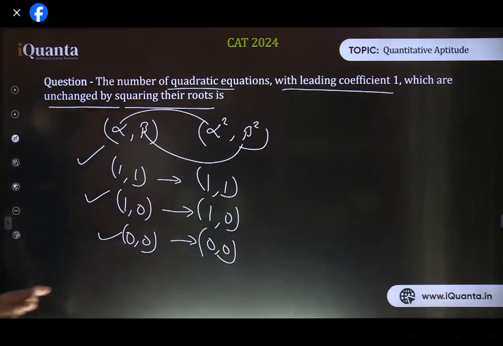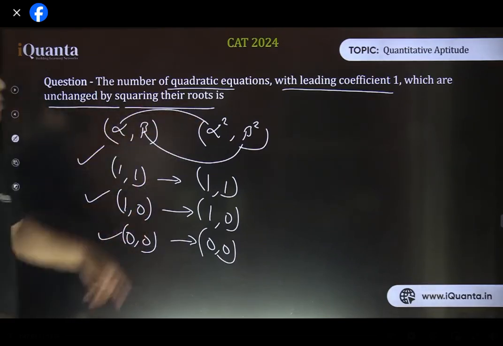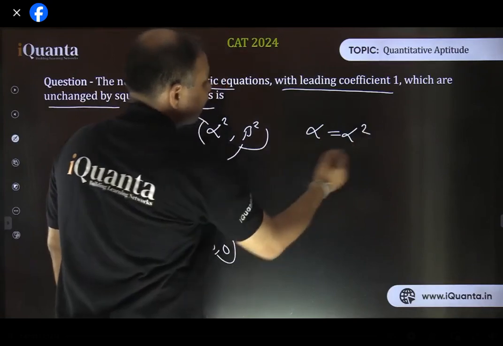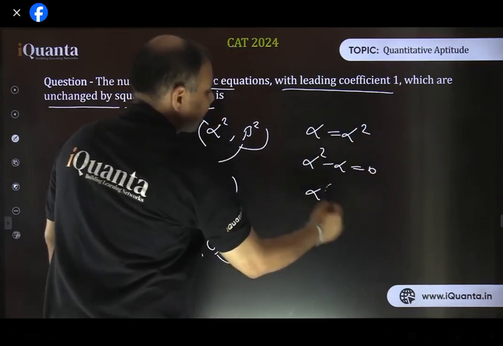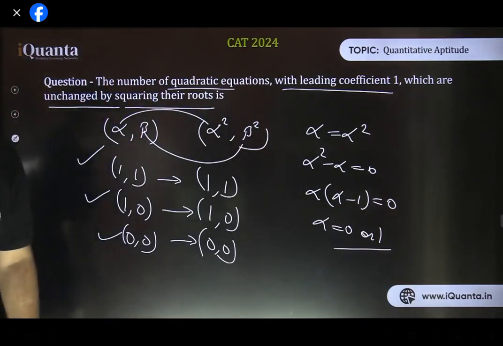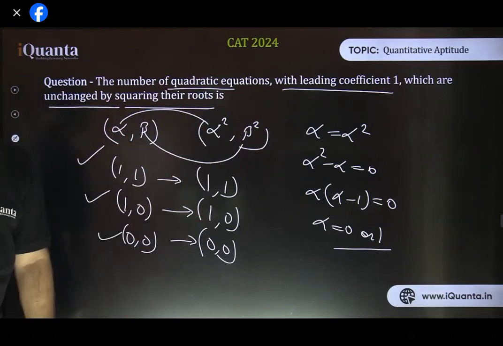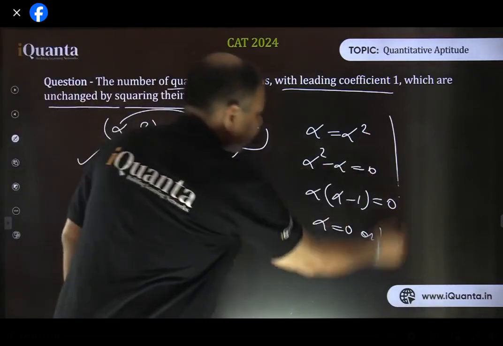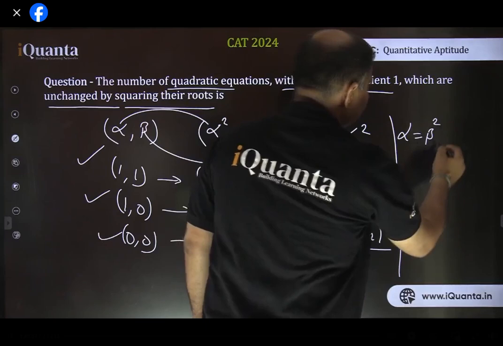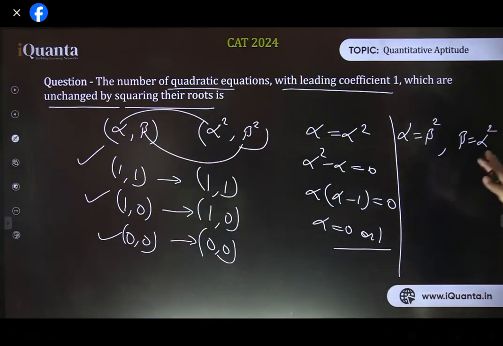Okay, now see what I'm telling, be careful please. Till now, algebraically, we have just let alpha be equal to alpha square. If alpha equals alpha square, it means alpha square minus alpha equals 0, which means alpha into alpha minus 1 equals 0, which means alpha is 0 or 1. So far we have found this. Now there is another possibility: alpha is equal to beta square and beta is equal to alpha square. That may also be possible, and it is a possibility we haven't explored yet. Is it okay?